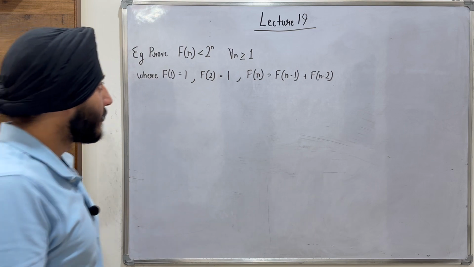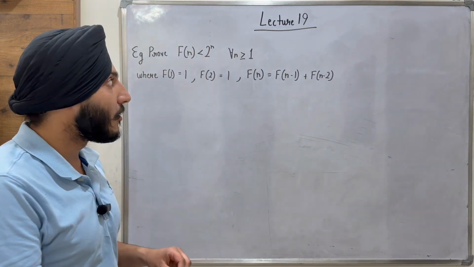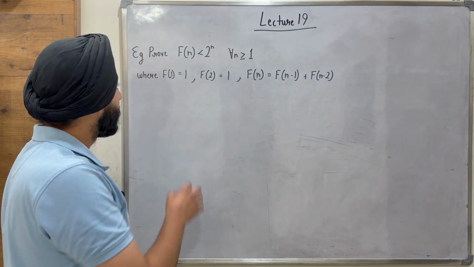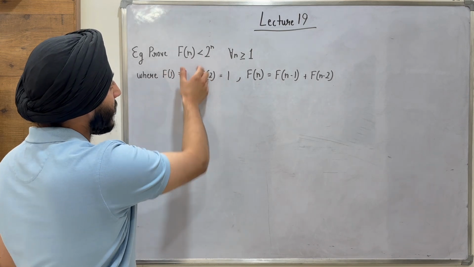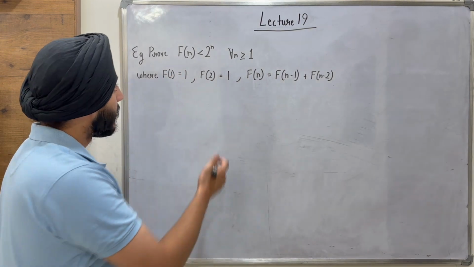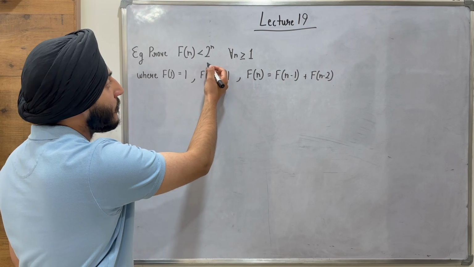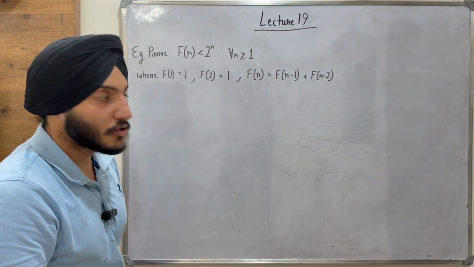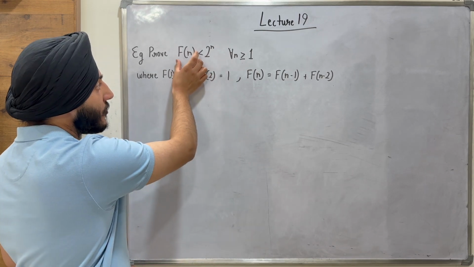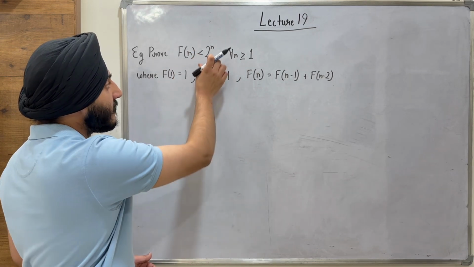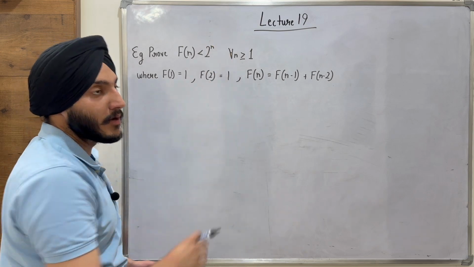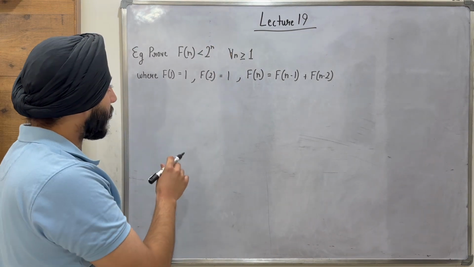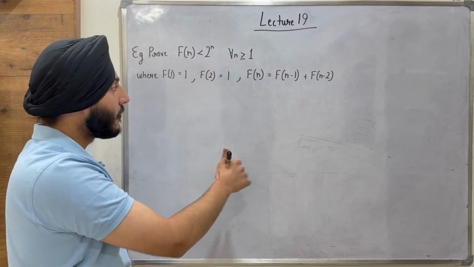So let's try to understand one of the examples of strong induction. The example says, prove f(n), which is basically a function, is less than 2 to the power of n, for all values n greater than or equal to 1. So I'm basically supposed to prove that whatever value the function gives, it is less than 2 to the power of this n value. Okay, so we have already been given some equations for it.